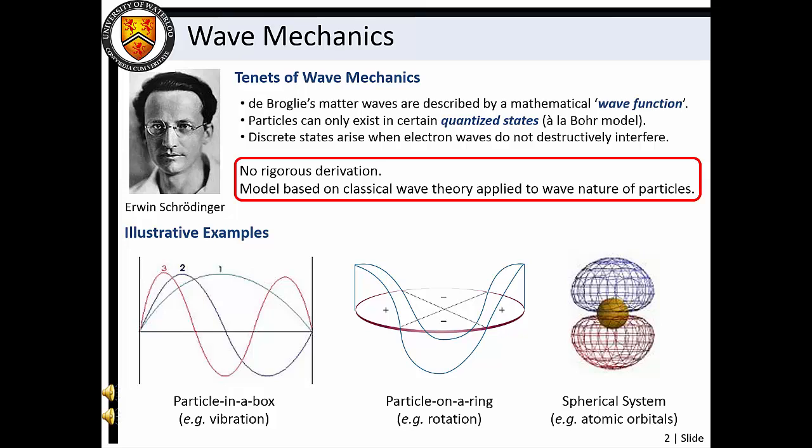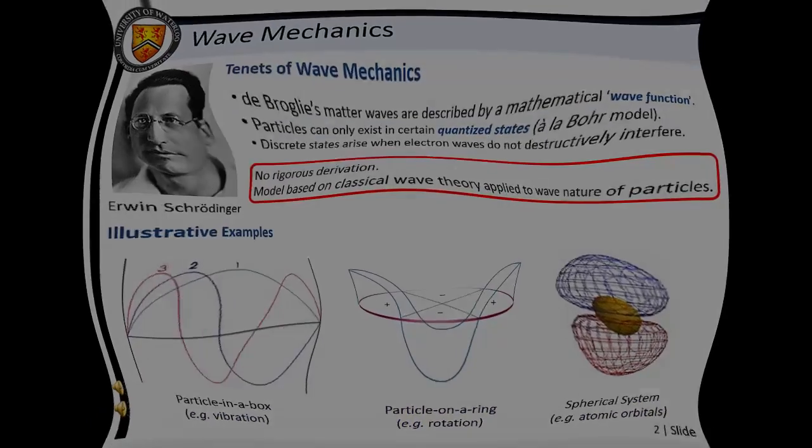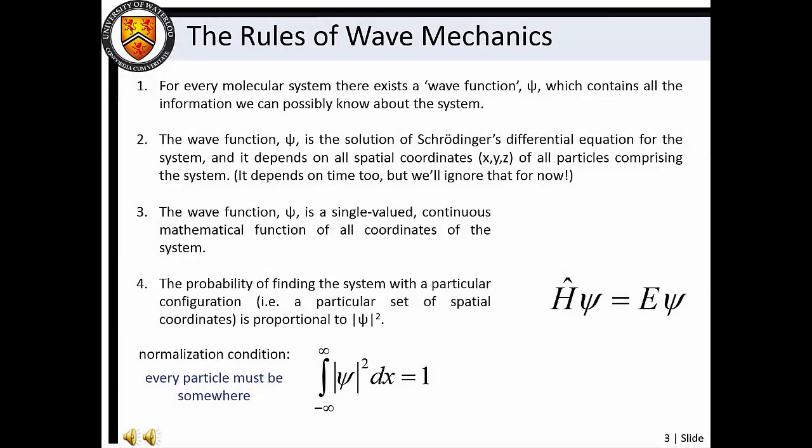Discrete quantum states arise when matter waves constructively interfere to produce a standing wave pattern. In this way, particles can only exist in certain quantized states. We will discuss how this can occur in 1, 2, and 3 dimensions with the illustrative examples of a particle in a one-dimensional box, a particle on a ring, and spherical systems. As you will see, these three basic models can be used to describe vibrational and rotational motions of molecules and electronic orbitals in atoms. The rules of wave mechanics are simple.